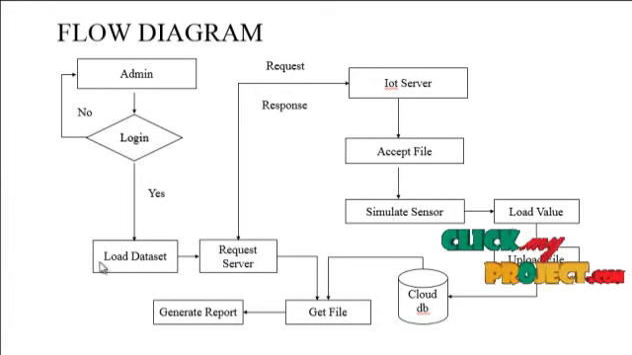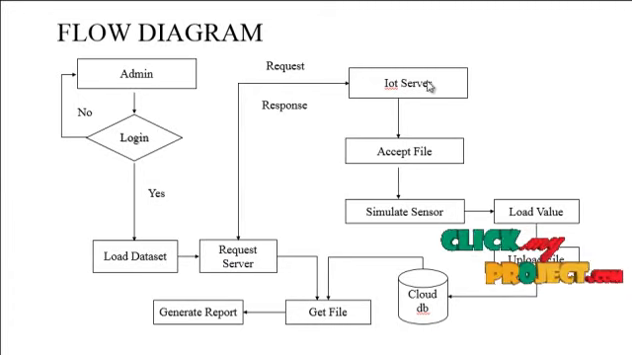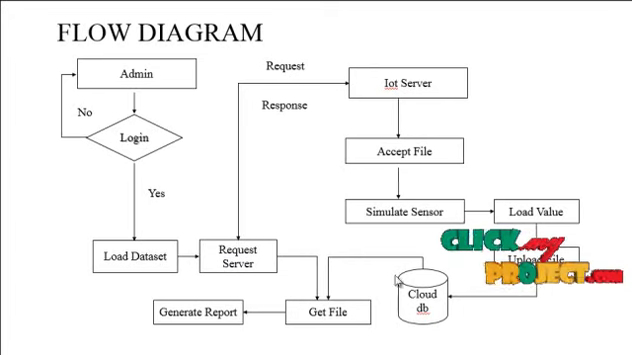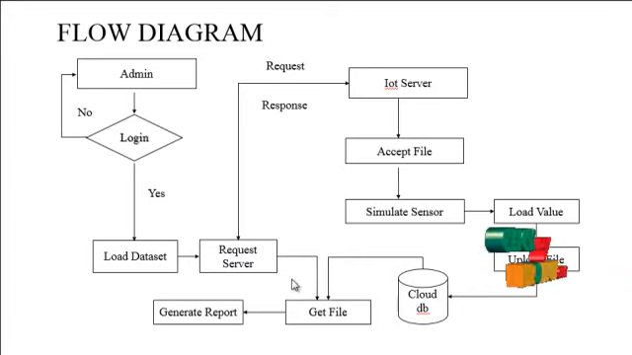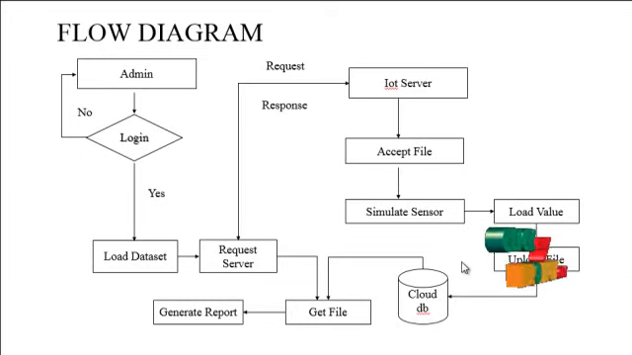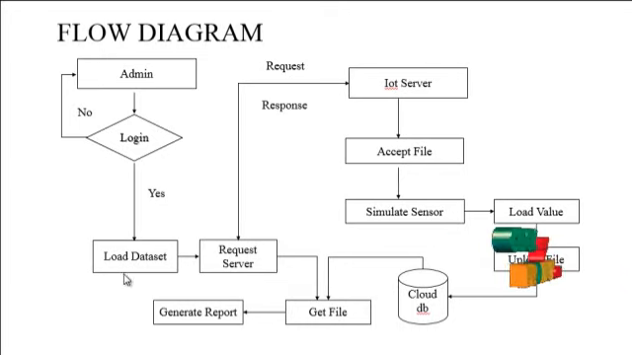That means the dataset consists of latitude and longitude with the city's name. The dataset is sent to the IoT server. The IoT server will then accept the file, simulate the sensor values, and upload the values to the cloud database. After these processes are over, the admin again will get the file from the cloud database. The file contains the generated values of temperature, humidity, pressure, etc. for the list of cities that were already uploaded.